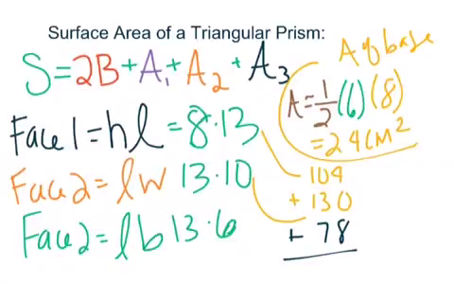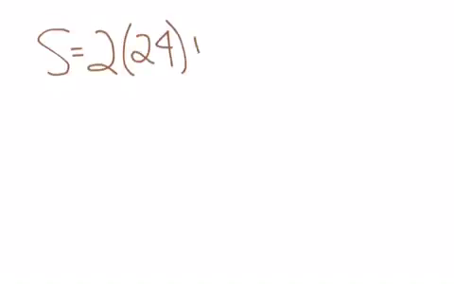Sorry, before we add all those up, let's just plug them back right into our equation for surface area of a triangular prism. Okay, so we know that our base, let's go over here, a little bit easier on ourselves. So we have the surface area. We have 2 times the base. Remember, the base was 24 for the area of the base. The area of face 1 was 104. Okay, the area of face 2, we said was 130. And the area of face 3, we said was 78.